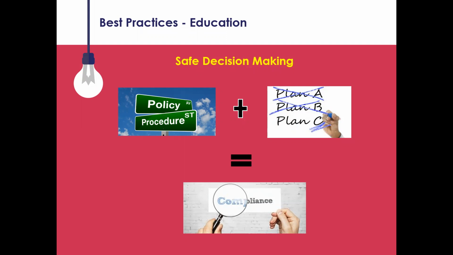So let's face it, workarounds happen. We know that. And as such, you should be reviewing your policies and procedures on a regular basis and evolving them as your hospital and or best practices evolve. So you'll see that's why I have on the slide, crossing out Plan A, crossing out Plan B, you might need Plan C.